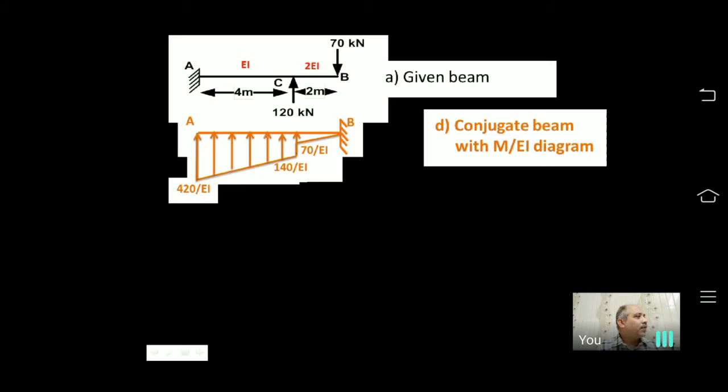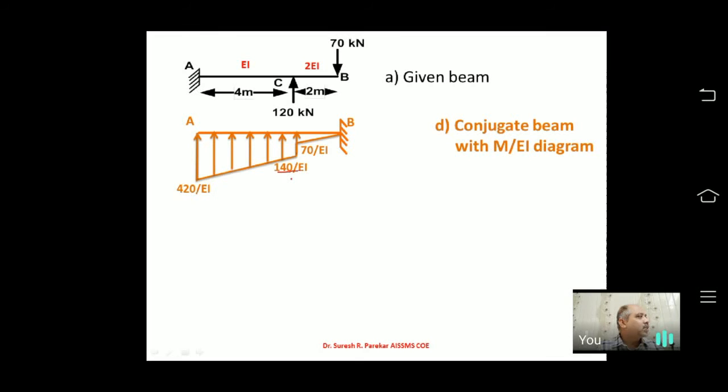So we have 420, it will be as it is, because in this portion I have EI, but at C we have EI on this side, 2 EI on the other side. So for the left portion, 140 remains as it is, no change. But if you go to CB, then you have this as 70 upon EI, because my EI is 2 EI. So 140 upon 2 EI, that becomes 70. That is most important.